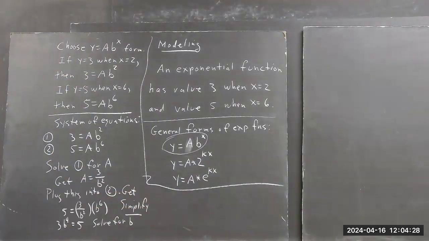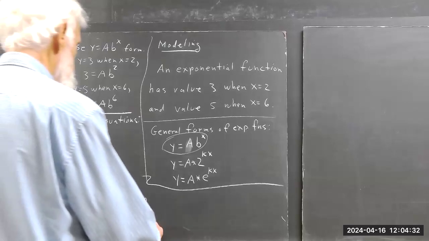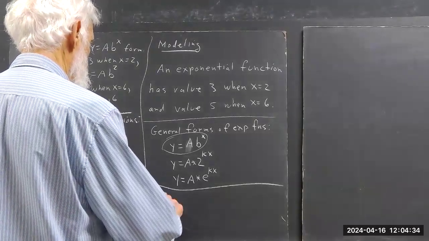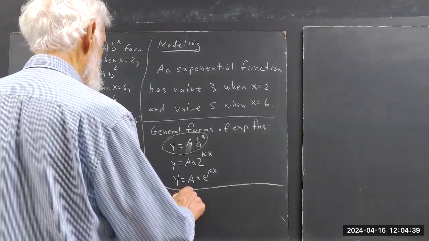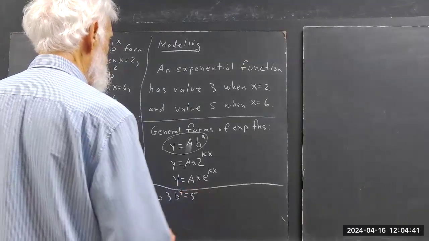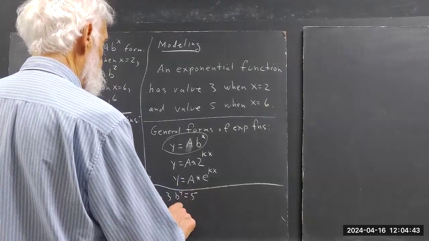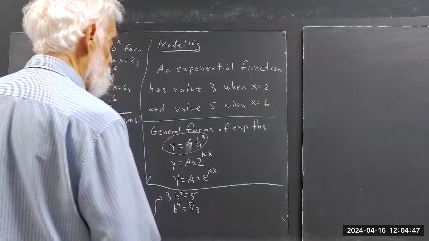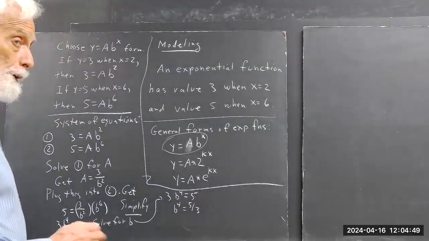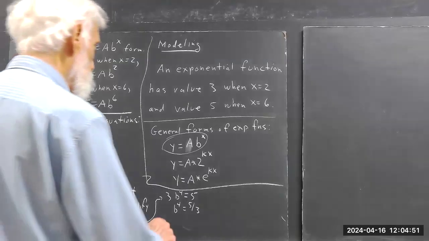Use the board space I have here. We come over here, I'm going to write it out again. 3b to the 4th equals 5. We divide both sides by 3, we get b to the 4th equals 5/3. And how do we solve b to the 4th equals 5/3?